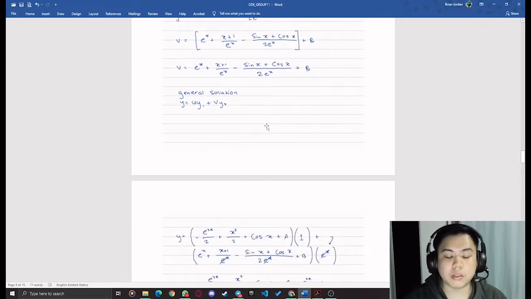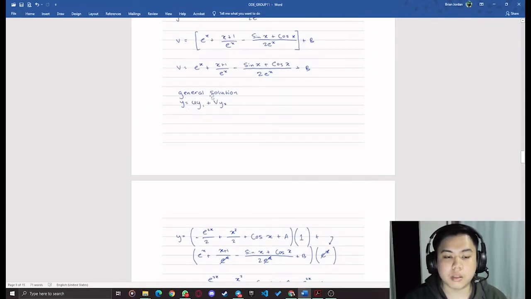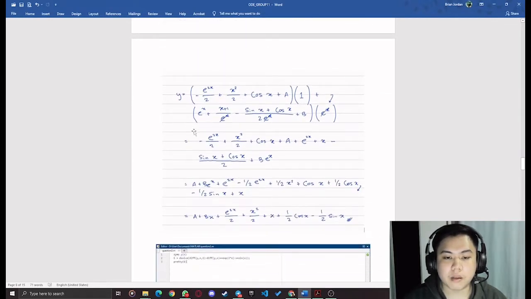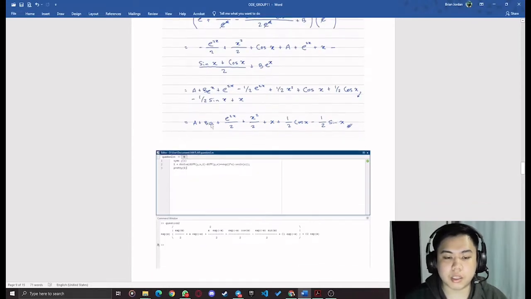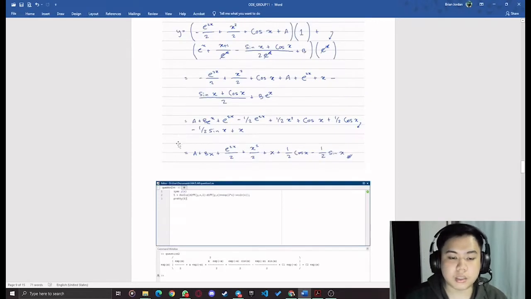Okay, so the formula for the general solution is y equal to u y1 plus v y2. So we plug in all the equations that we get into this formula, and then we get this one. So we solve this, and then the final one we get a plus bx plus exponent to x over 2 plus x square over 2 plus x plus 1 over 2 cos x minus 1 over 2 sin x. And this is the same as in the previous undetermined coefficient method that I did on the first question, which is question 2a.